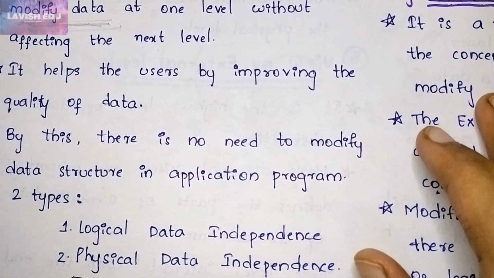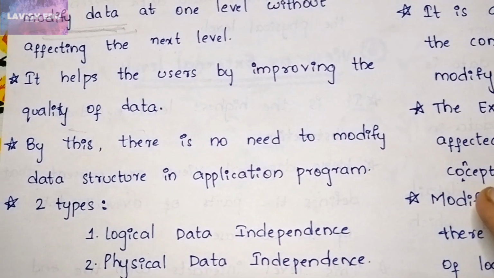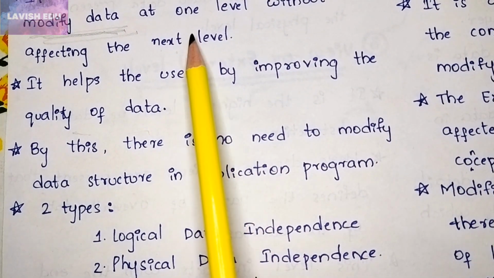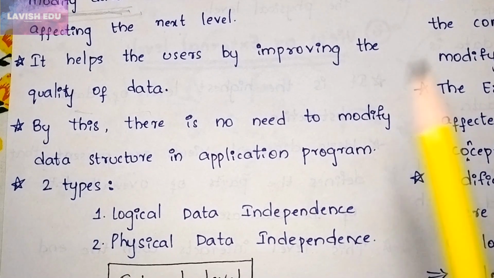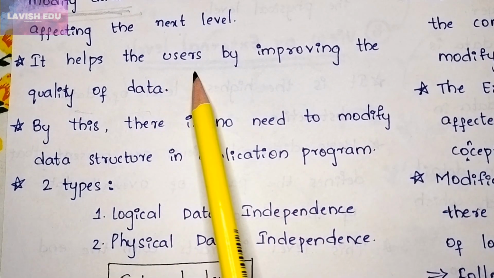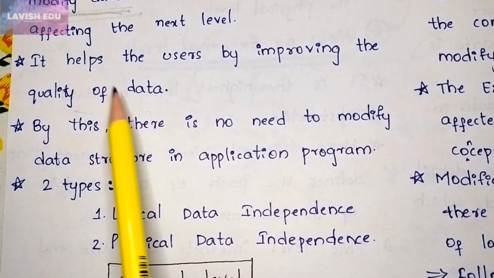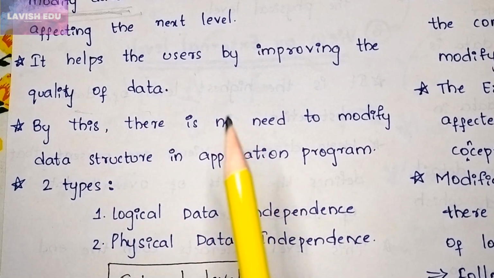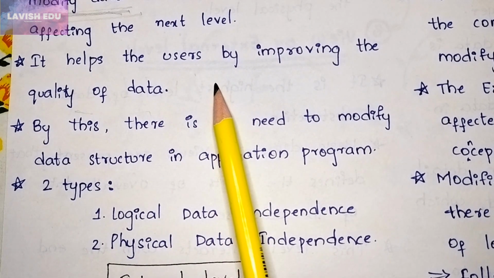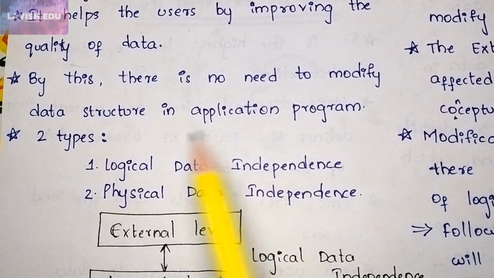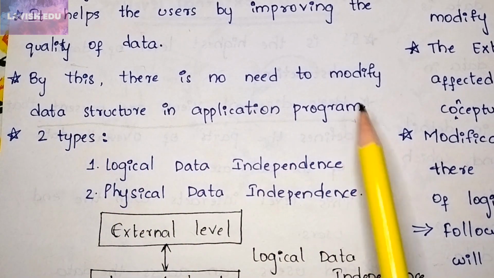It helps the end users by improving the quality of data, as modifying data at one level won't affect another level. That is, there will be more consistency and effectiveness in our data, and because of this there is no need to modify the data structure in the application program.